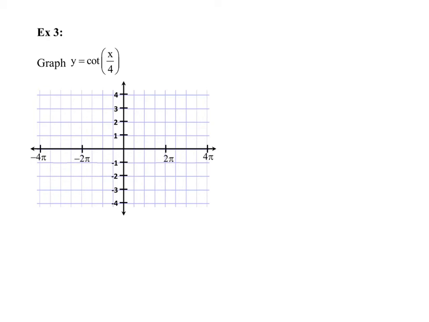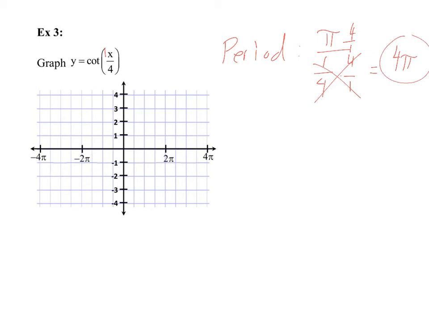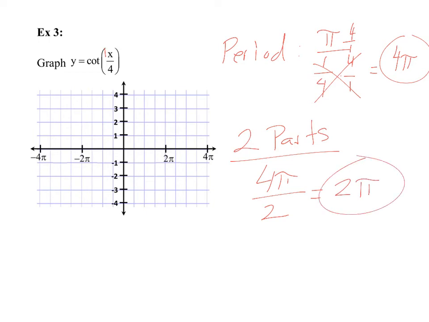All right, normal period is pi, but here I have b. So my b is 1/4, so I divide by 1/4, complex fraction, no big deal, simple stuff. So 4 pi is my period. Now I take the period and I divide it into 2 parts. So I take 4 pi and I divide by 2, which is 2 pi. Alrighty.